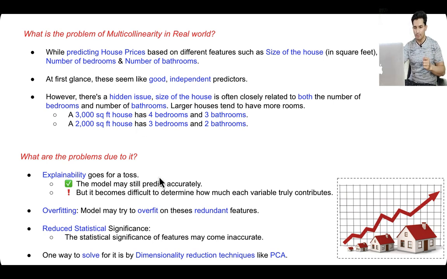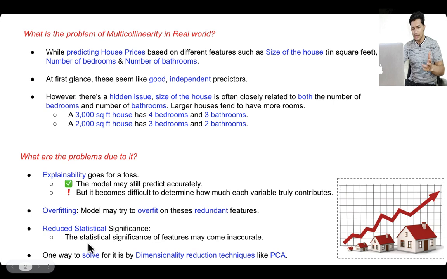Now, why is this a problem? The machine learning model may still predict accurately, but the explainability will go for a toss. What it means is that it will become difficult to determine which variable truly contributes to the price of the house. Because of this multicollinearity, it will be very hard for the model to explain it. Secondly, there is a chance of overfitting, because since the features are redundant, they are carrying the same information, and the model may try to overfit.